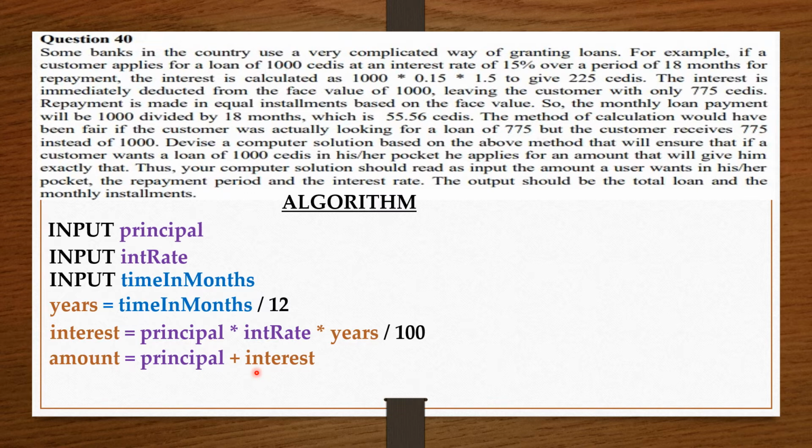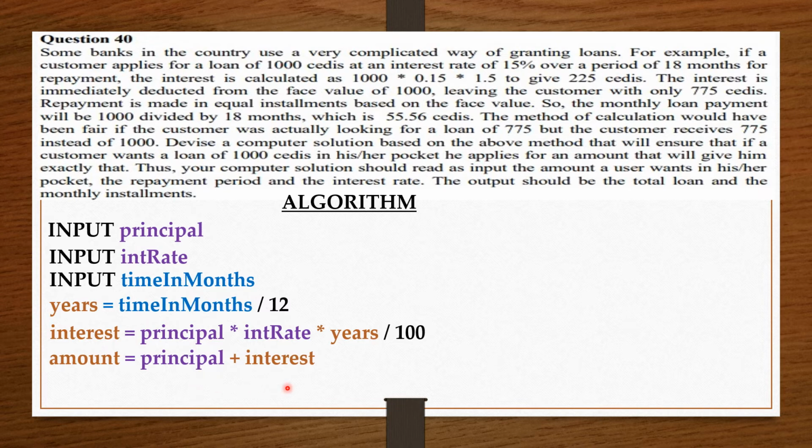Now, this way, if the bank takes away the interest, the customer will still get the principal, which is the actual amount he or she wants in the pocket. So when we have the principal plus the interest, and the bank takes away the interest, then the customer still gets the principal, which is the amount he wants. So the total loan for the customer is going to be the principal, which is the amount he or she wants, plus interest.